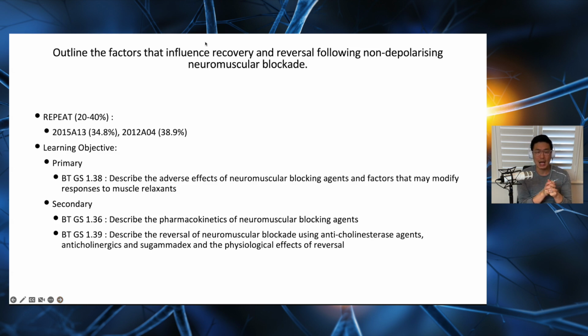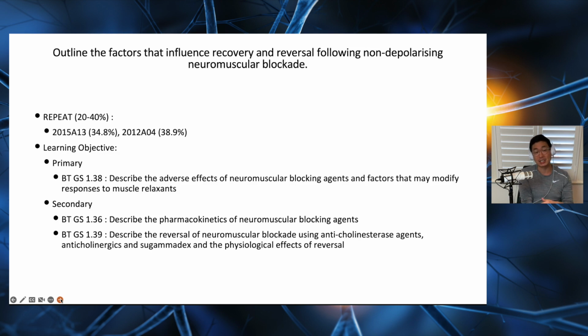Now we've got a question that says the 2015 repeat specifies rocuronium. Yep. And I think that would be applied to the same sort of concepts here, except this one's obviously a very general one. So you can include things that may affect rocuronium and things that may affect your benzylisoquinoliniums, such as atracurium.